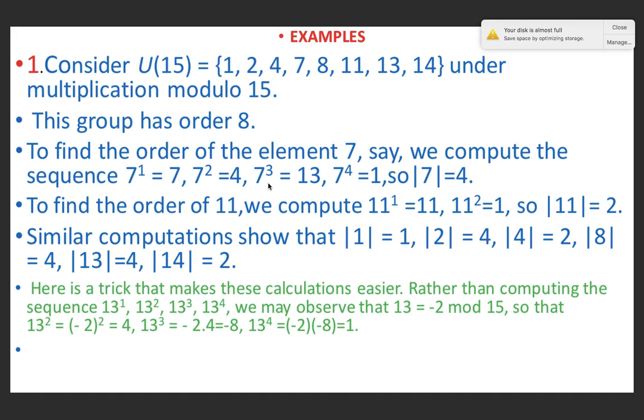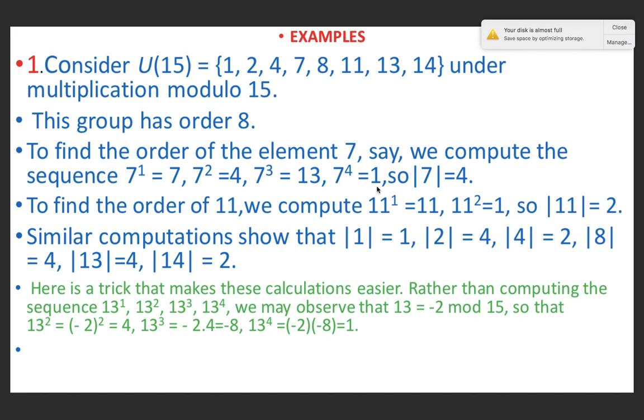7 cube means 343. If we divide 343 by 15, the remainder is 13. So 7 cube is 13. 7 raised to power 4 is 2401. You can calculate these. So if we divide 2401 by 15, the remainder is 1.